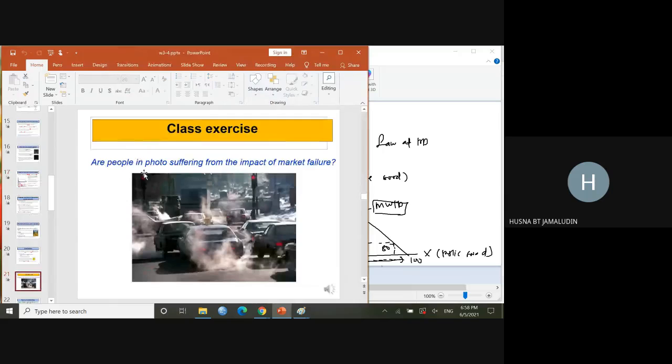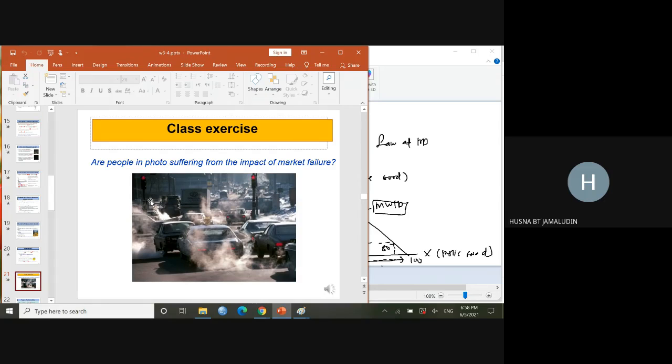Okay, so this is your exercise. We are talking about market failure or externality. My question here is: are people in this photo, can you see the photo? I hope you can see it clearly. You have cars and you have air pollution everywhere.